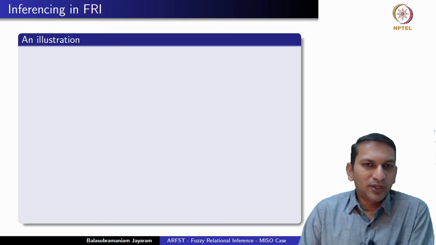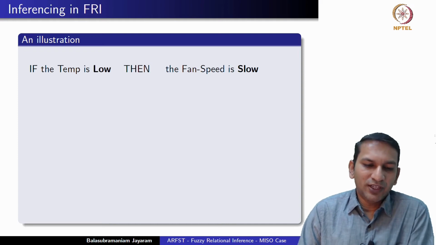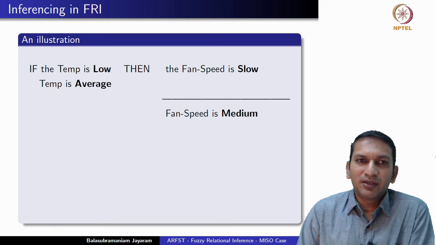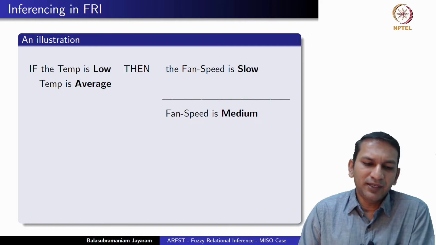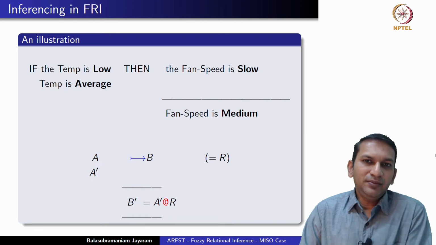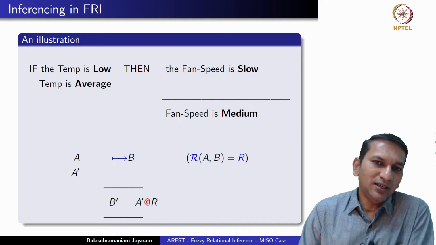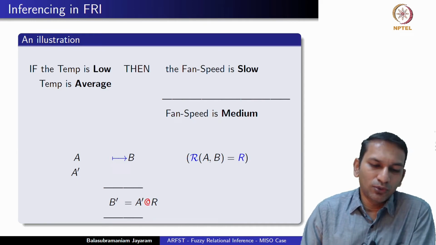Well, let's look at an illustration. We are given this rule, temperature is low, then the fan speed is slow, and given the input temperature is average, we would like a reasonable inference, something like fan speed is medium. So when you translate it into notational symbols, then we see that we have a rule of the form A implies B, and given an A dash, we want a B dash. We know that this can be obtained by composing A dash with the relation R. And what is R? It is that fuzzy relation which captures the rule.